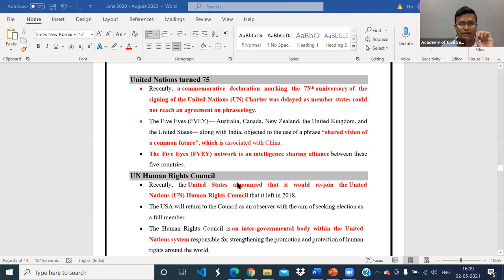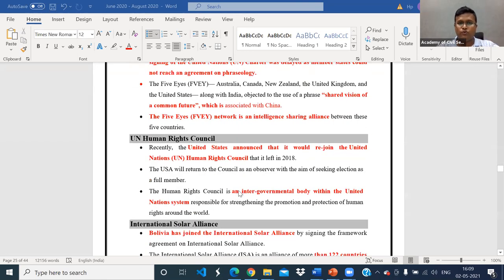Then next one, United Nations Human Rights Council. Why was it in news? America left the UN Human Rights Council in 2018 because of some dispute. Now America wants to rejoin, and obviously the rejoining will not be so easy. First, America will be added as an observer. Observer means the UN Human Rights Council will observe America, and after observation, whenever they have to be added, they will be added.